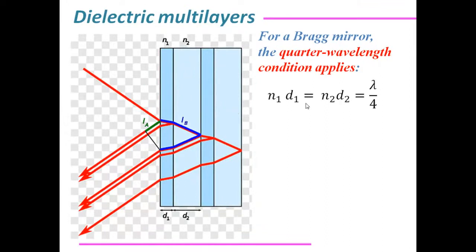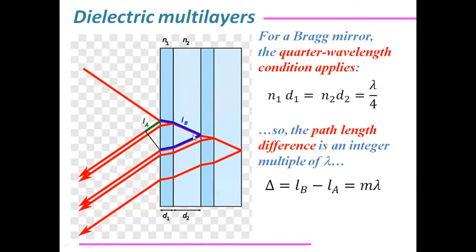What happens when this condition applies? This is the phase thickness, so N1 D1 equals N2 D2. And when it's equal to 1/4 of the incident wavelength, what happens? Well, it can be demonstrated.